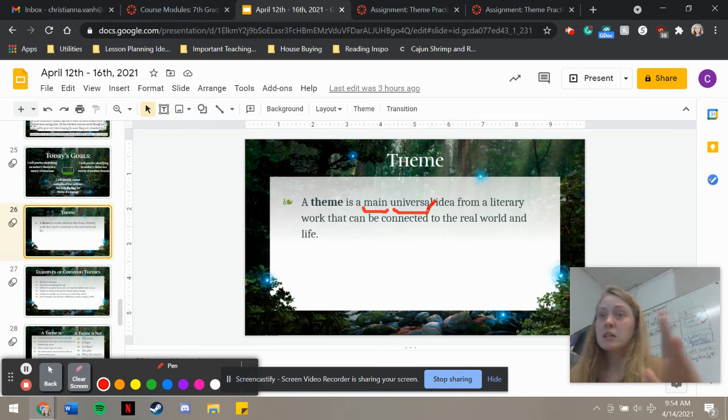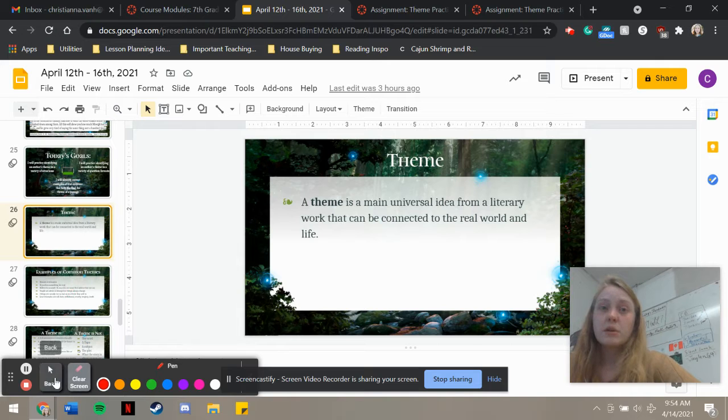All right, and then, can be connected to the real world and life. This ties into our moral or our lesson part of this. We have to be able to connect it to our real life, our real experiences, and it's not just any general combination of fancy words. So we need to make sure that it's actually realistic and real.